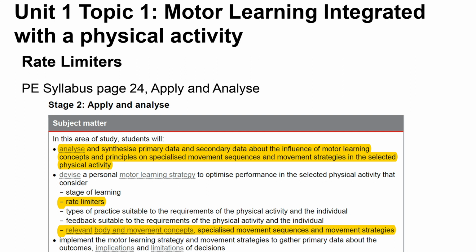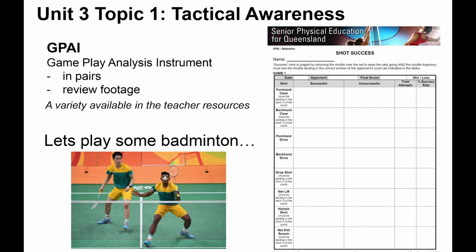Then what we would get them to do is play. So over a series of lessons over 4 or 5 weeks, when you're inside doing subject matter or when you're outside, we would get them to be thinking about the things that they identified. We would get them to use other gameplay analysis instruments, so other GPAIs. And there's a few of these in the teacher resource package too, and I've given you a couple there this afternoon.